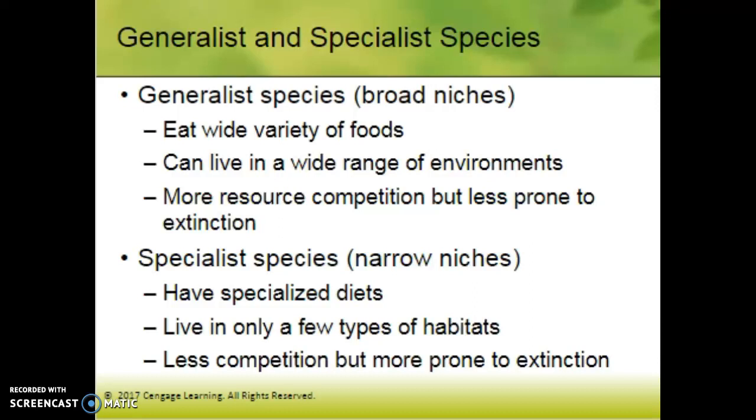Specialists have narrow niches. They can only eat a few or maybe only one thing. They can only live in a really narrow range of habitats. They can't live everywhere. There's less competition because they are so specialized. But you're more prone to extinction because if you can only eat one thing and that goes away, kind of out of luck.